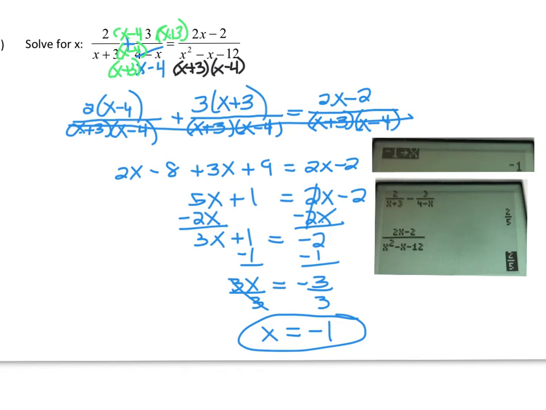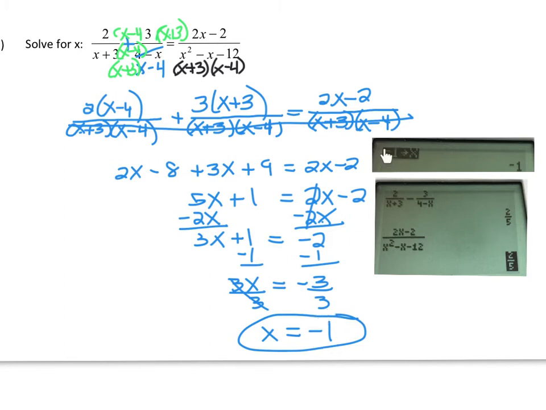Okay, so in addition to checking for extraneous roots, I always think it's a good idea to check your answer and make sure it actually checks back out in the original equation. So this is what I did. I took a picture of what I did in the calculator. First, I told my calculator, every time I hit x, I want it to represent the number negative 1, because negative 1 was our answer.